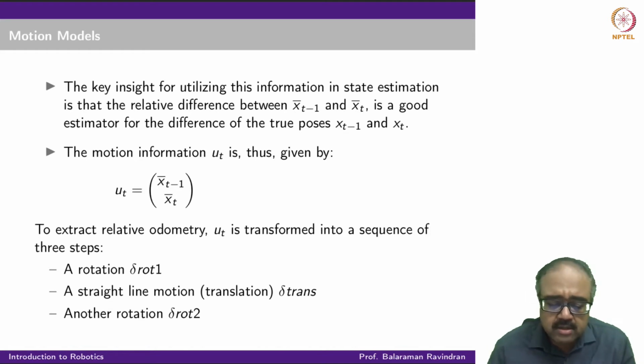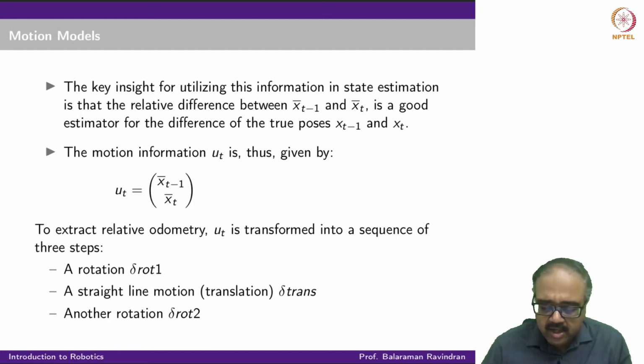Now, the control itself, I am going to represent by both x bar_{t-1} and x bar_t. Basically, what I really need from the control u_t is to figure out what the change was. So, instead of actually computing the change and giving that as u_t, which is the motion information, I am going to say u_t consists of two successive estimated poses, x bar_{t-1} and x bar_t. Okay, that is what my u_t is.